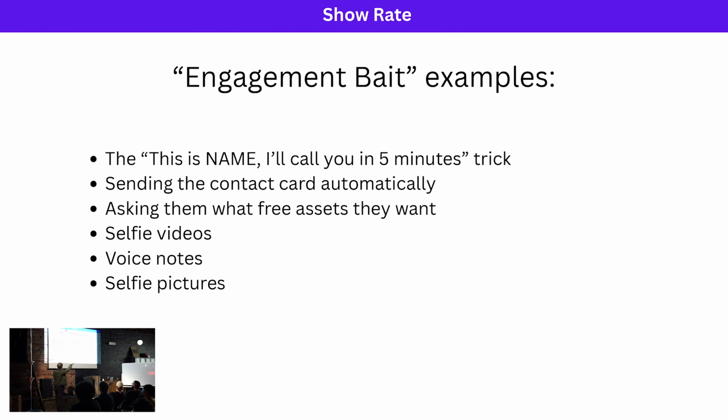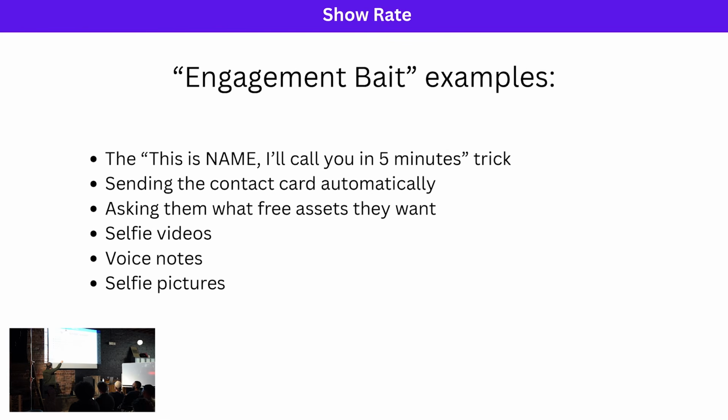So here are some engagement bait examples. You have the "this is name, I'll call you in 5 minutes" trick, so you send them a text before you call them, saying that. Sending the contact card, this is something new with Link, they added that. You can send a contact card to the prospect before the actual call. That's really cool. It sends the sales rep's photo and all that. It's really dope.